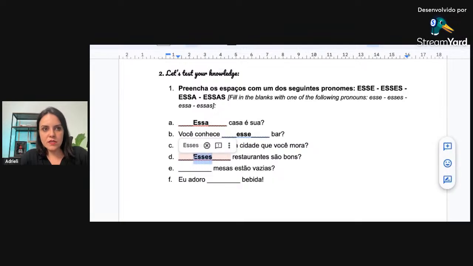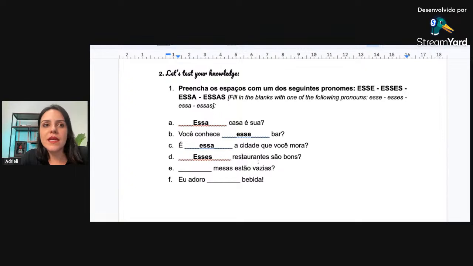Esses restaurantes são bons? E aqui, mesas estão vazias. Mesas, feminine and plural. Mesas estão vazias. O que vamos colocar aqui? Qual dos pronomes? Esse, esses, essa ou essas? If the noun is feminine and plural, then the pronoun has to be feminine and plural too. So in this case, essas.